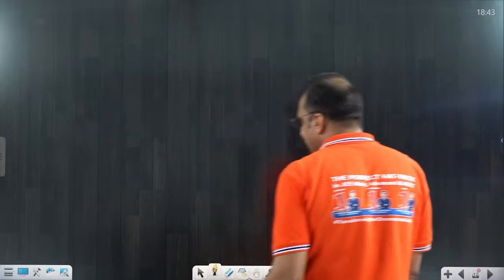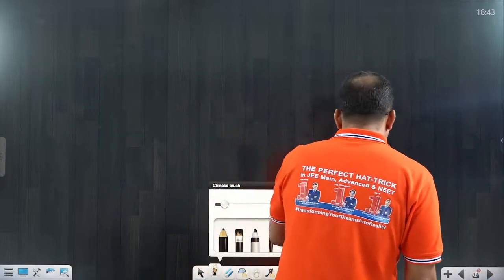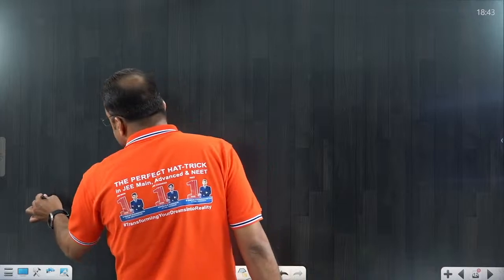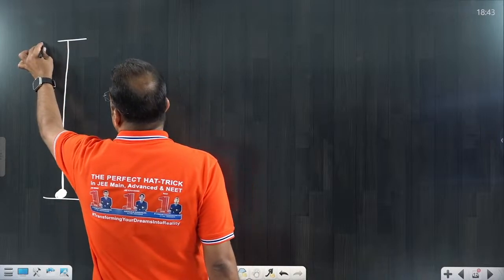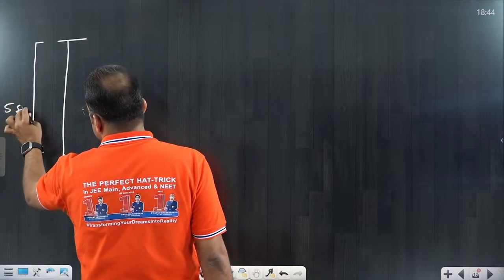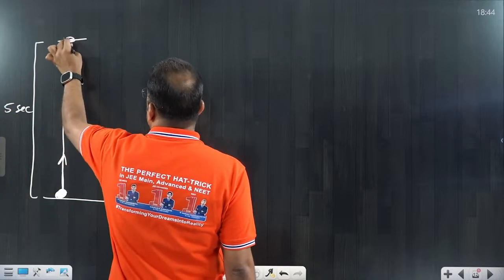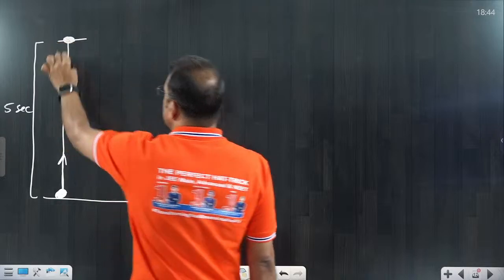Very important, dear student. Let us assume a ball is thrown vertically upward. Now I am taking the example of a ball thrown vertically upward. Now you tell me, dear student. I have given that when we throw it vertically upward, after 5 seconds, it reached the maximum height. Okay, are you getting this?